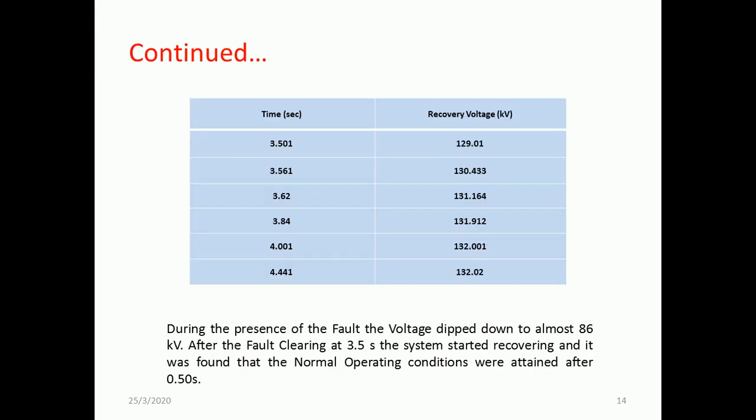This is the tabular form of the rated voltage. You can observe that although the fault was cleared at 3.5 seconds, it actually came up to its rated voltage of 132 kilovolt at 4.44 seconds. So this gives a power system engineer an idea to make use of proper protective devices, and it also gives an idea of the recovery of the system.